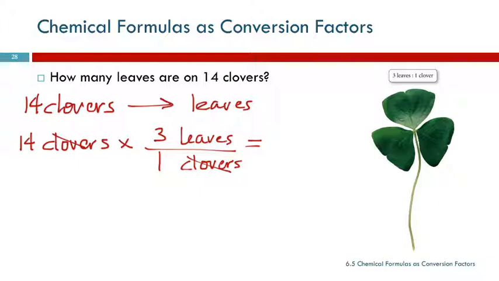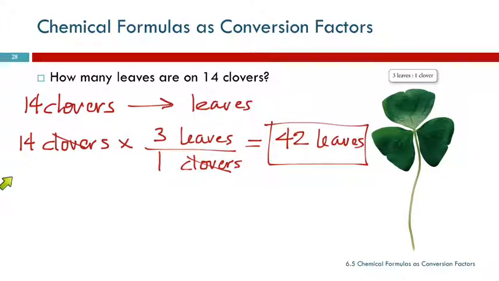What is that? 42. The answer to life, the universe, and everything. 42 leaves. Would that be exact? Yeah. Because you can count exactly 14 clovers. And we're not talking about damaged clovers. We're talking about perfect clovers. Every one has exactly 3 leaves. So then it's exactly 42 leaves on 14 clovers.